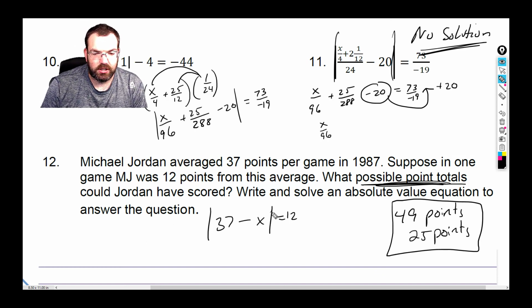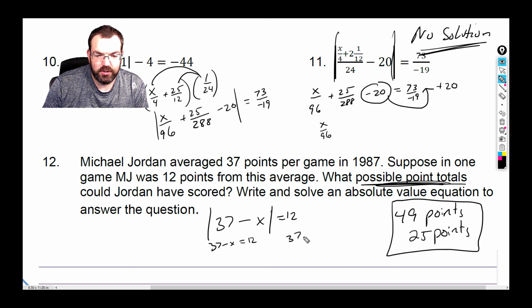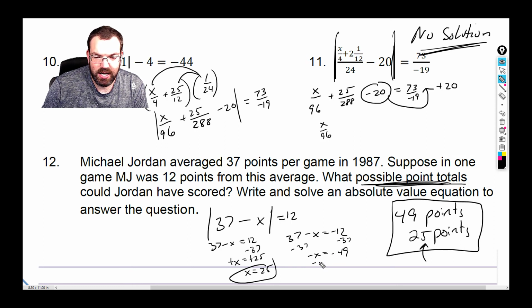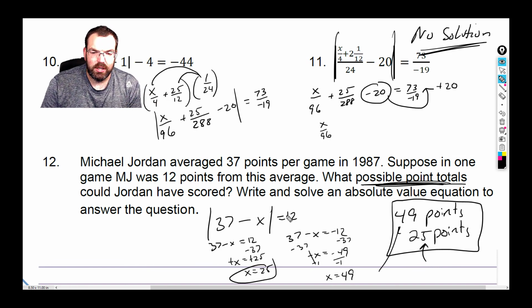Now, let's solve this sucker. It's already isolated. So I get 37 minus x equals 12, and 37 minus x equals negative 12. Minus 37. Negative x equals negative 25. Divide by negative 1, I get x equals 25, which is what we have. Let's do this one. Minus 37. Negative x equals negative 49. Divide by negative 1. I get x equals 49, which is what I had there. So mathematically, this is how you do it. Yes, I understand you can come up with numbers yourself because this is a pretty easy problem. But we've got to find it mathematically.